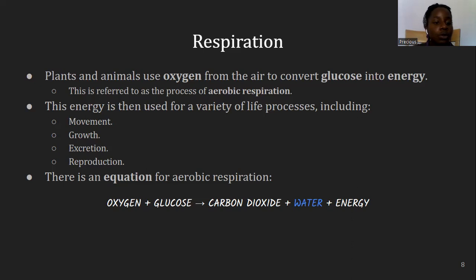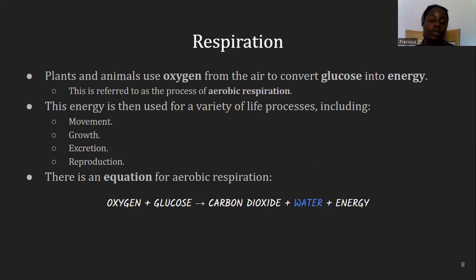So we're going through all of those now. It says here that the energy is used for a variety of life processes, and these are all the things: excretion, reproduction. You need energy for those things, and energy comes from respiration. So there are two major types of respiration that are very important for you to know. There is aerobic, and then there is anaerobic respiration.